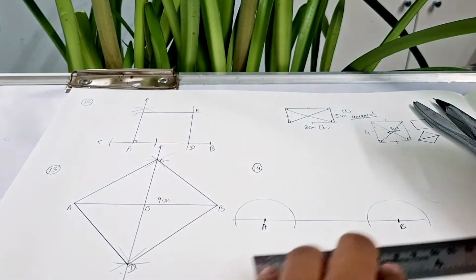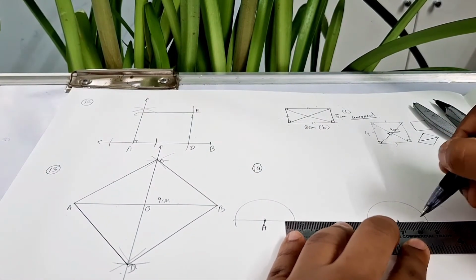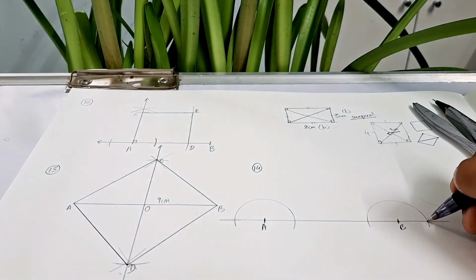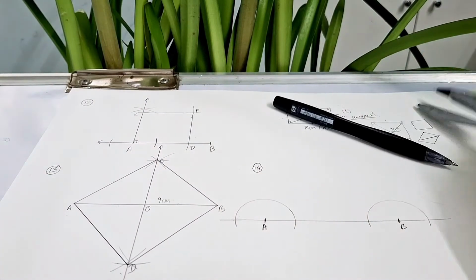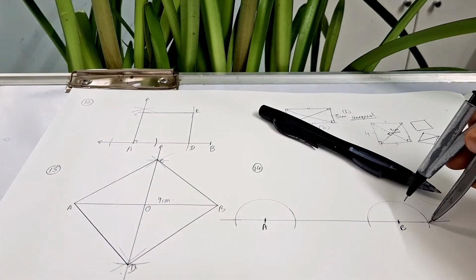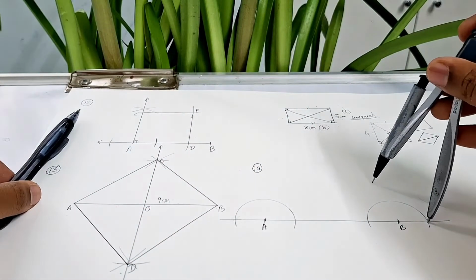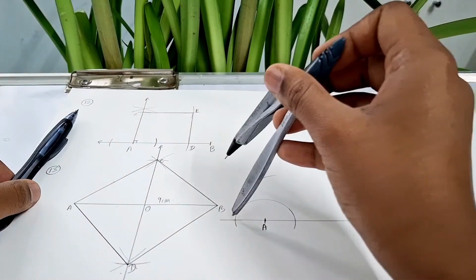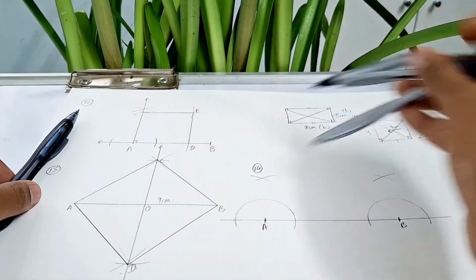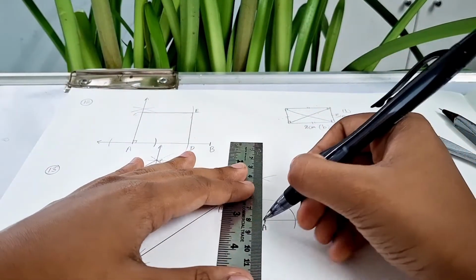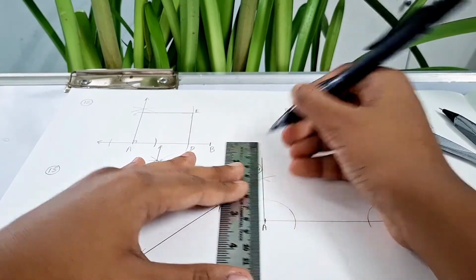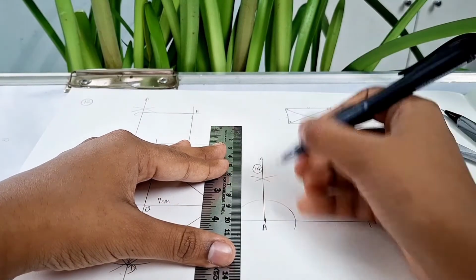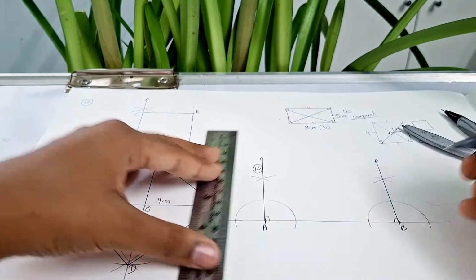Here I can extend the line so that both the line and the arc will intersect and I will get a point. I got these 4 points. Now taking sufficient radius, and without changing the radius, again I will draw arcs. Now I will join the points. These are the perpendicular lines from point A and point B.